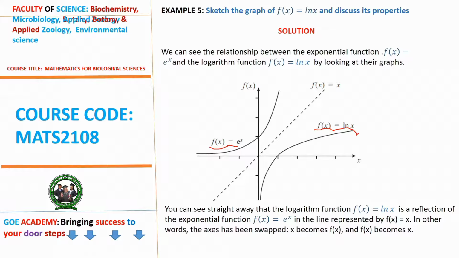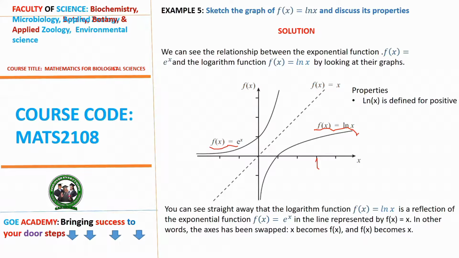So what are the properties of this function? First of all, ln x is defined for positive values. That's why the graph of ln x will never be seen on the negative side. It's always towards the right, the positive portion. So that is the first property it has.